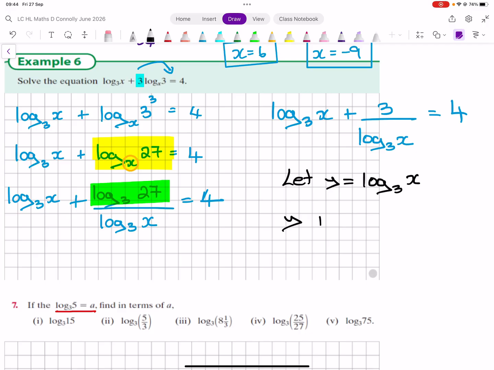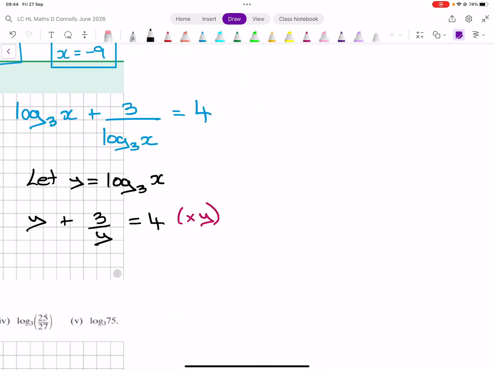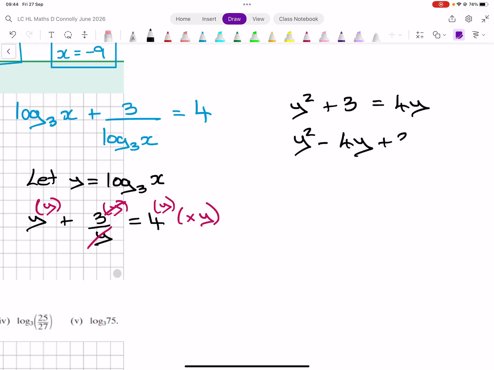So I get y plus 3 over y equals 4. And then I can multiply across by y. So that gives me y squared, doesn't it? Sorry. If I multiply here by y, multiply here by y, and multiply here by y. Yeah, y by y is y squared. This one I just get a 3, and this one I get a 4y. So y squared minus 4y plus 3 equals 0.